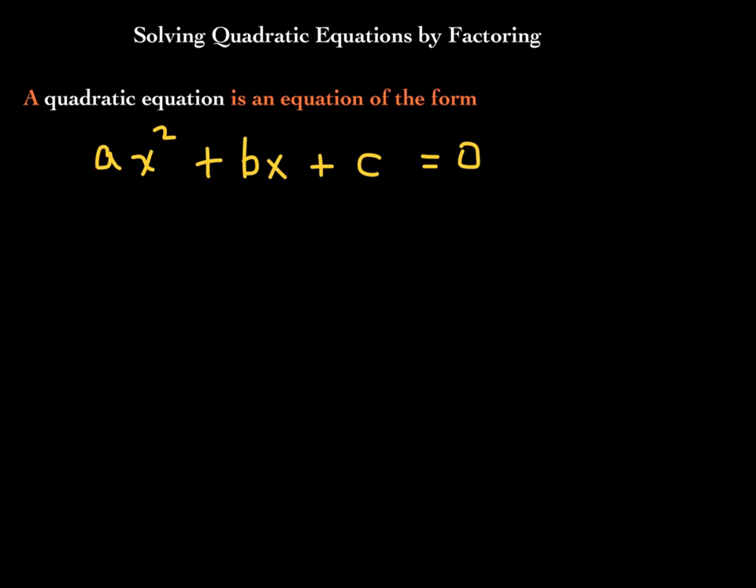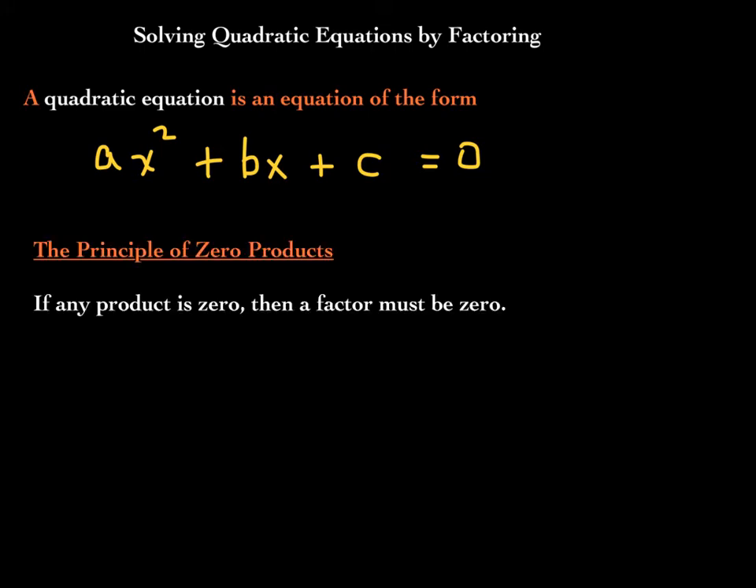All right, so in order to solve these kinds of equations by factoring, we're going to study a rule that's called the principle of zero products. This is what it says. The principle of zero products says that if any product is 0, then a factor must be 0.